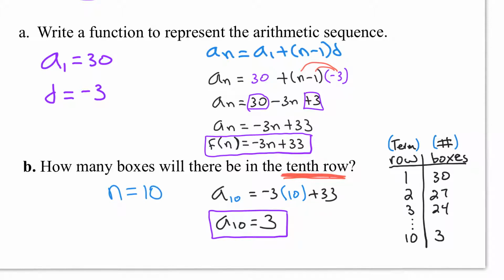Now, common sense, if you guys go to the next row, let's say you guys have 11 rows. My 11th row, well, that's going to be 0. I don't have any boxes in the 11th row. It's going to be empty. And mathematically, if you go to the next row, that's going to be negative 3. Because if you subtract 3 every time, 3 minus 3 is 0. 0 minus 3 is negative 3. So my 12th row is negative 3.